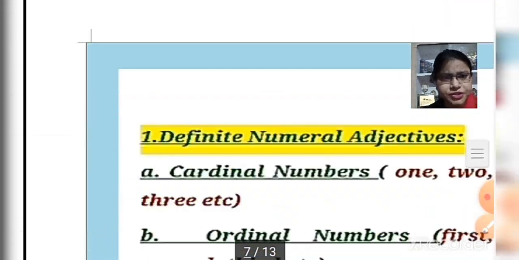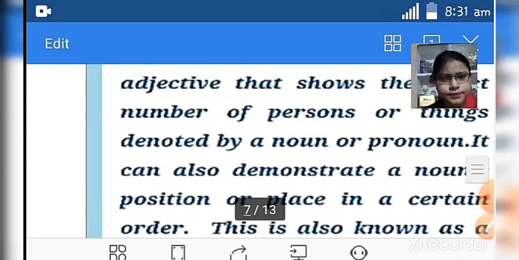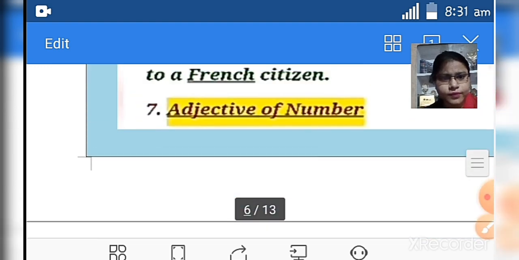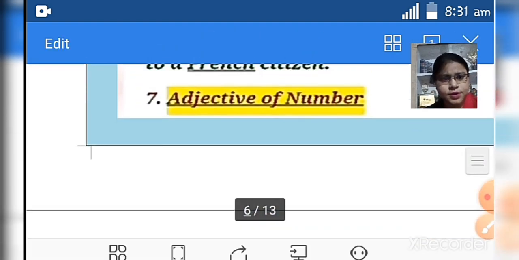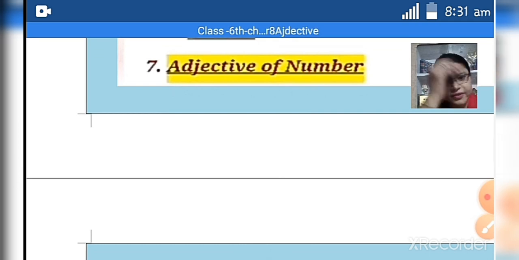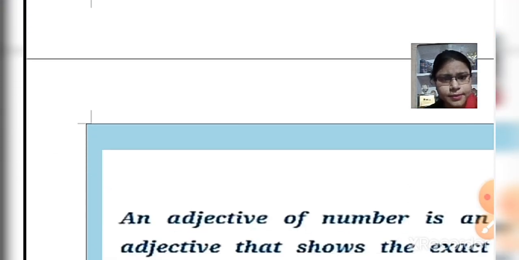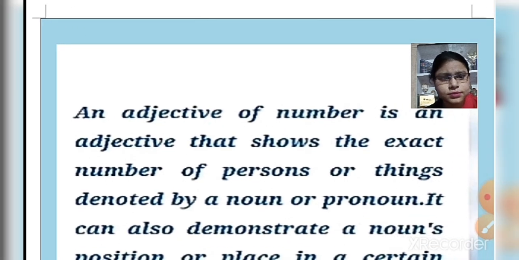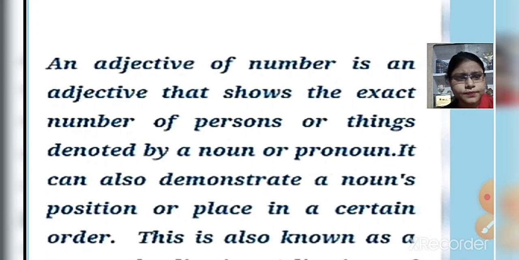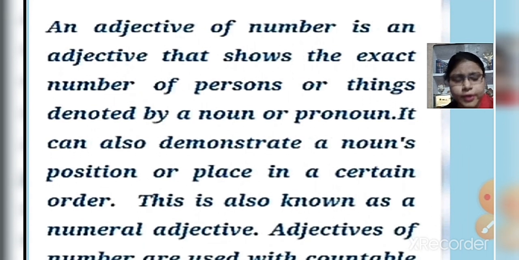Let me open the page. Adjective of number. From here we have to start. Here you can see it is written on your screen that an adjective of number is an adjective that shows the exact number of person or thing denoted by a noun or pronoun. It can also demonstrate a noun's position or place in a certain order.